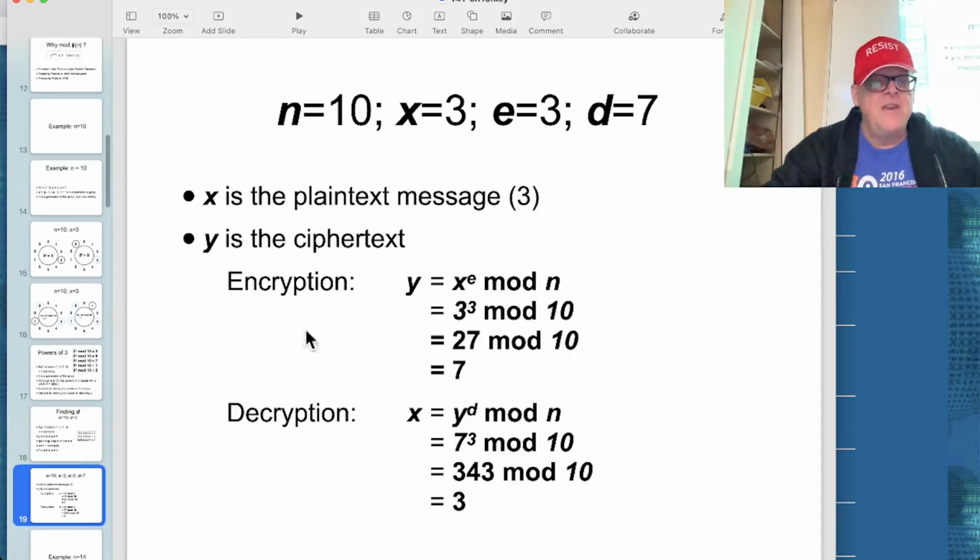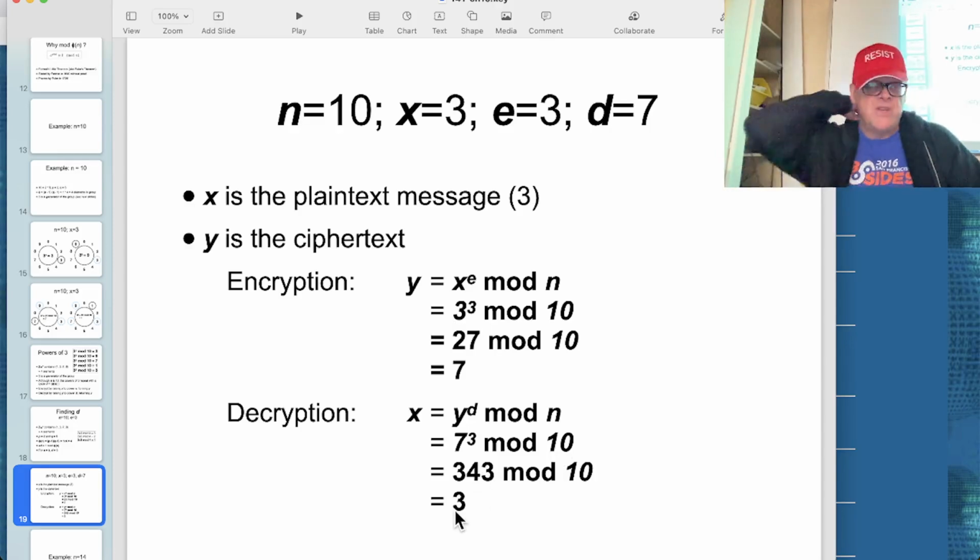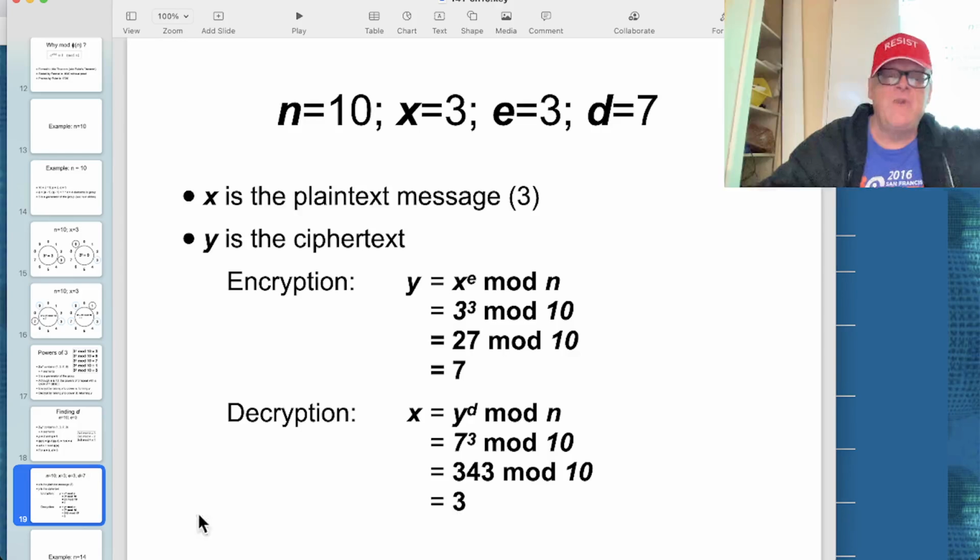That's what happens. And so you can try it. If the plain text message is 3, then I take 3 to the 3 to encrypt it. That gives me a 7. Then I take 7 to the 3, mod 10, and that gives me back 3. So you can see it works for this simple example. That's how RSA works.